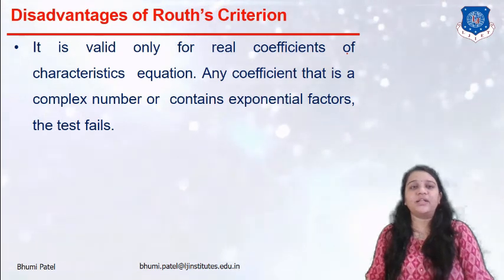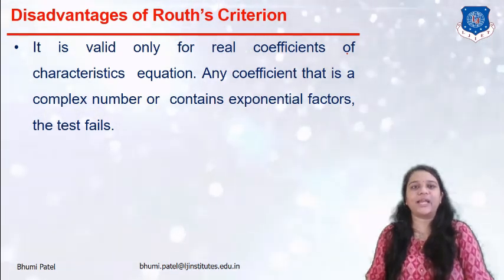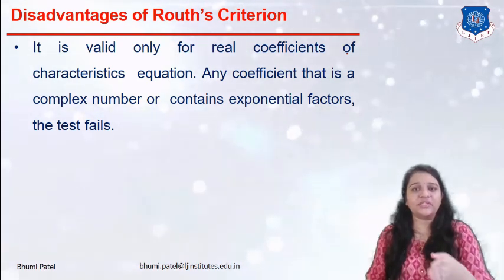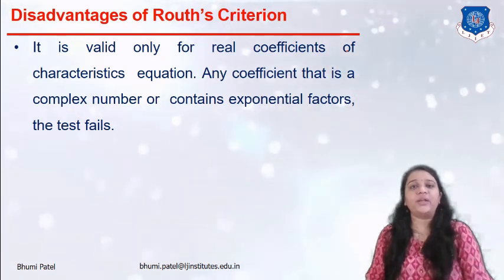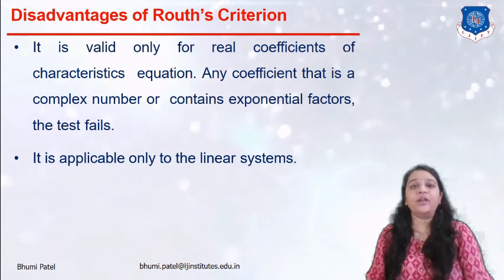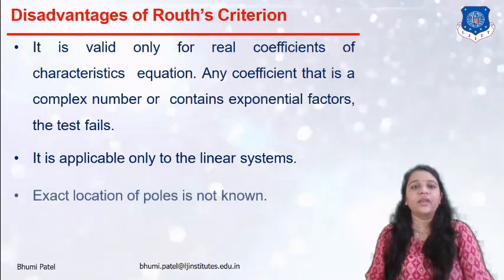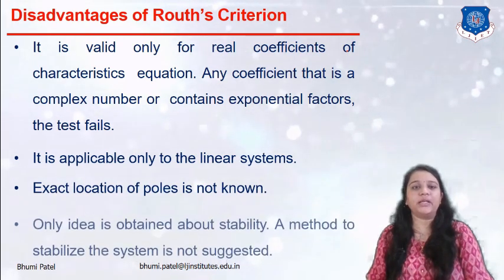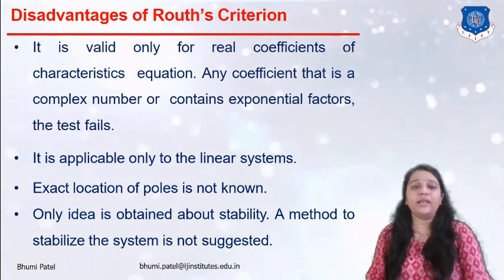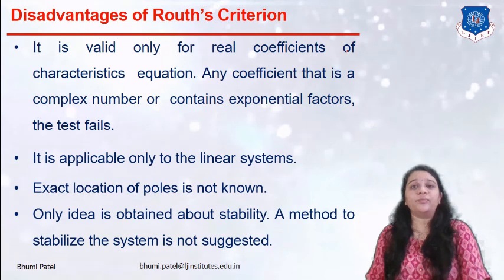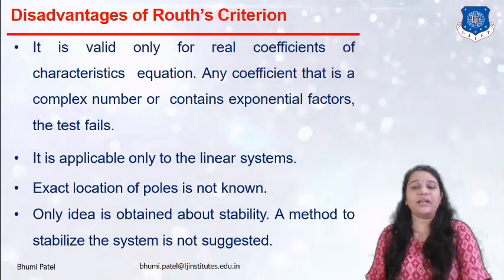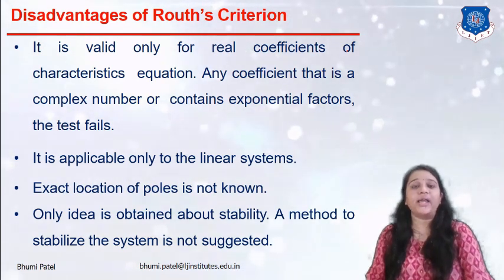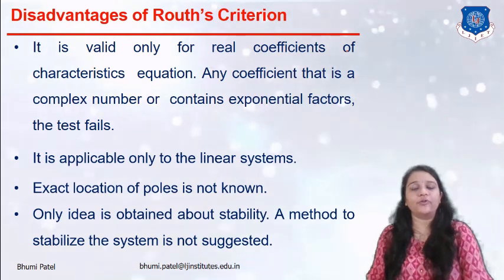Now what are the disadvantages? It is valid only for real coefficients of the characteristic equation. If any coefficient is a complex number or contains an exponential factor, this type of test fails, and it is applicable only to linear systems. And the exact location of the poles we cannot identify using the Routh stability criteria. We can only identify the stability of the system. So this method is not suggested for stabilizing the system. For that, we can study the root locus of this system.